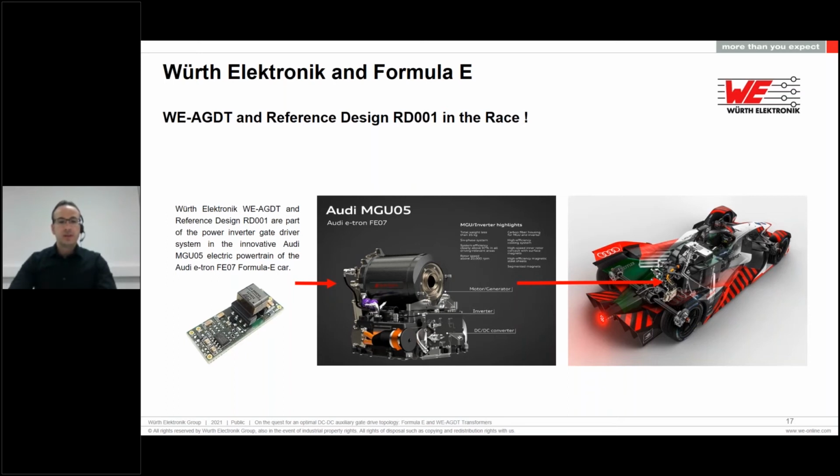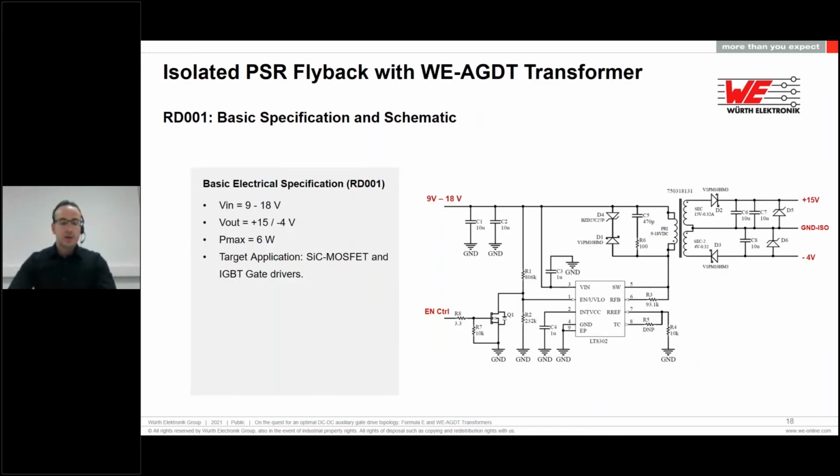Here we can see the schematic and the basic electrical specification of the reference design. It accepts an input voltage range of 9 volt to 18 volt, and provides regulated output voltage rails of plus 15 volt and minus 4 volt, with a total combined output power of up to 6 watts. These specifications are optimal to drive some of the latest silicon carbide power modules and are also suitable for discrete devices and IGBTs.